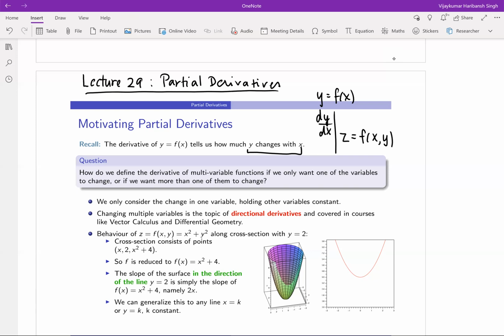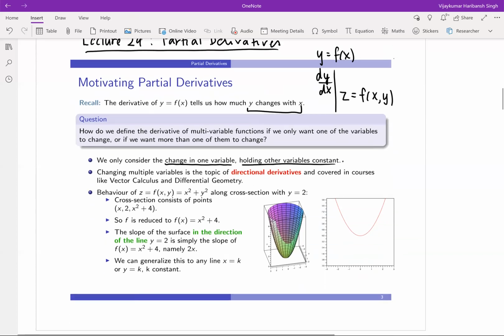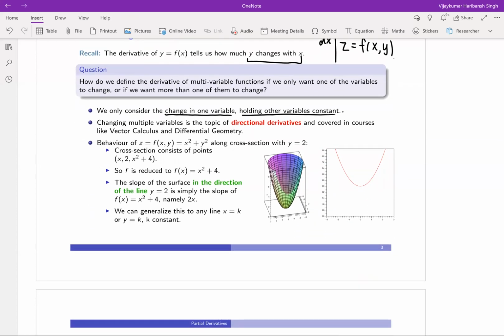But in our course, we are interested in the following. We'll be interested in how much your function changes if we change one variable. That means if you change one variable, you hold the other variables constant, and then you try to see how your function changes. So let's motivate that by one example.